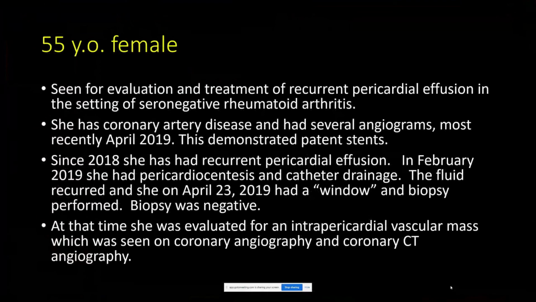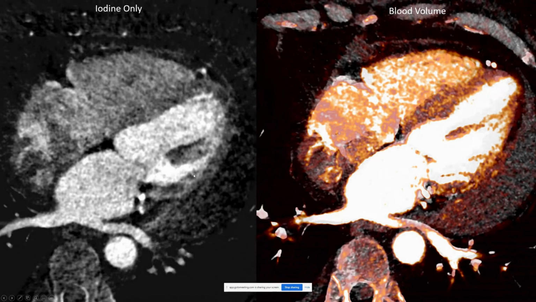Yes. All right, so this is a 55-year-old female seen for evaluation and treatment of recurrent pericardial effusion in the setting of seronegative RA. She has known coronary disease with several angios, most recently in 2019 with patent stents. Since 2018, she has had recurrent pericardial effusions. In February 2019, she had a pericardiocentesis and catheter drainage. It recurred in April of 2019, and she had a window and biopsy performed, which was negative. At that time, she was evaluated for an intrapericardial vascular mass, which was seen on coronary angiography and a coronary CT.